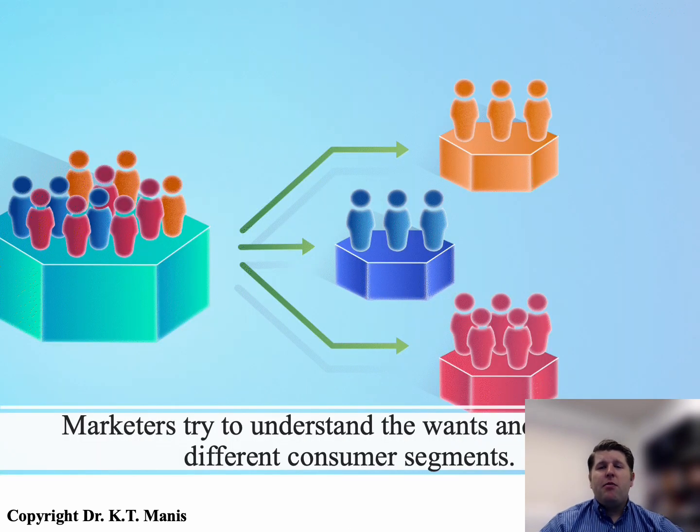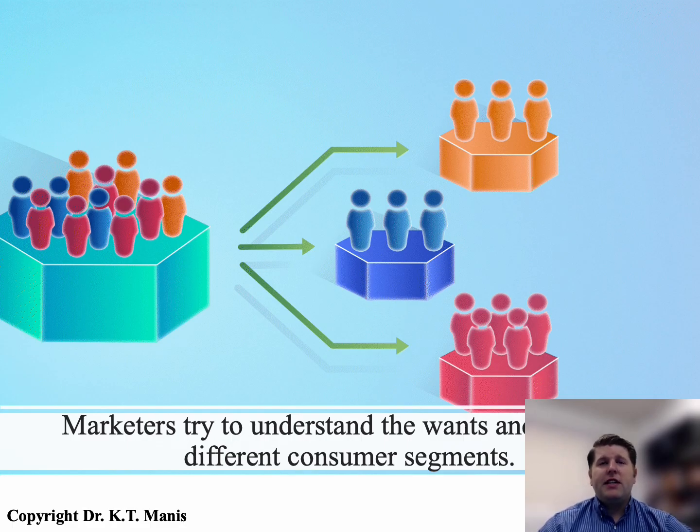So our next key point is that marketers try to understand the wants and needs of different consumer segments. So we can think of consumers, all of us in the world, that we have different wants and needs, right? We have different tastes and preferences. So marketers try to break up consumers in distinguishable ways to be able to market to them more effectively, right?